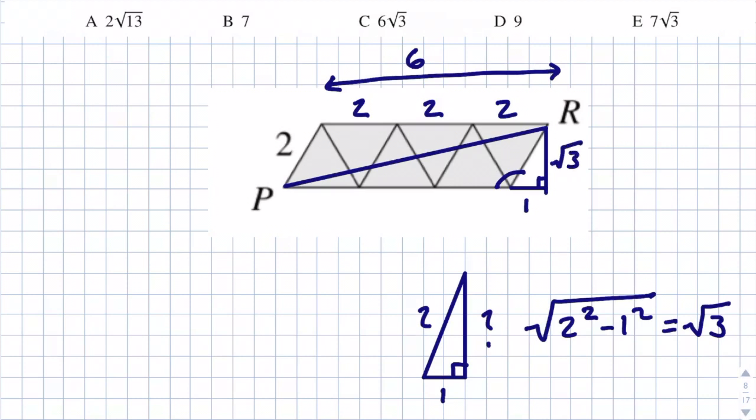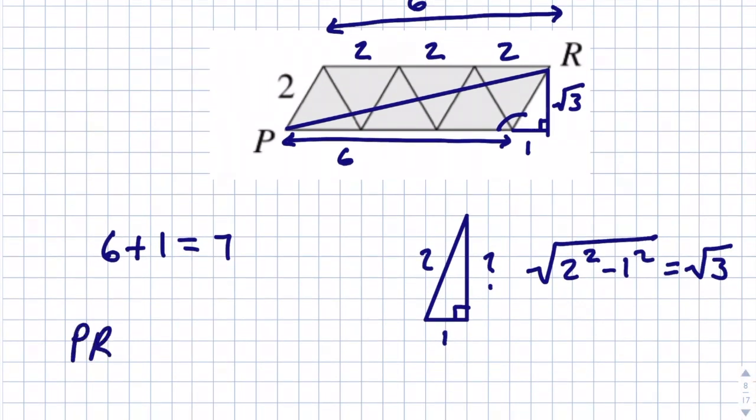So remember, parallelograms have parallel side lengths which are equal. So this length here is going to be 6. So the total length of this base is going to be 6 plus 1, which is 7. Can you see I've got a right angled triangle here with a base of 7, a height of root 3, so I can find out my length of PR by using Pythagoras.